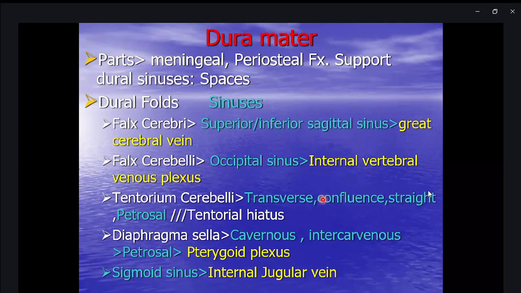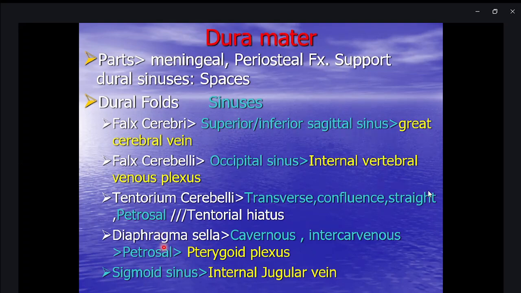Confluence of sinuses. There's also the petrosal sinus, and the petrosal sinus is associated with the tentorium cerebelli, most anterior. The diaphragma sellae, remember, forms the roof of the hypophysis and is pierced by the hypophyseal stalk. On either side of the diaphragma sellae, we have the cavernous sinus, intercavernous sinus and petrosal sinus.